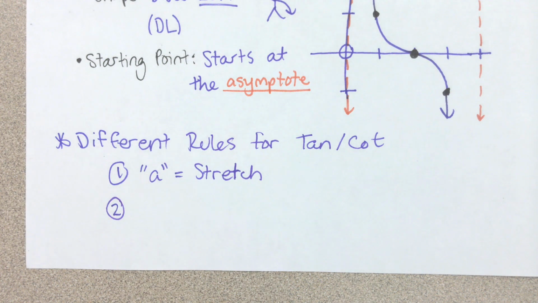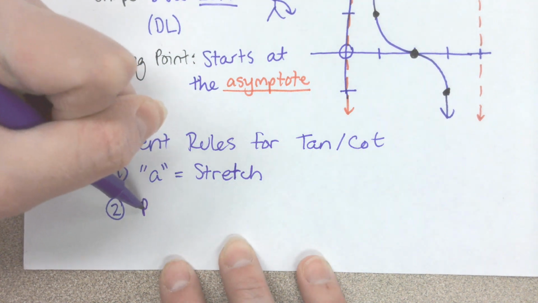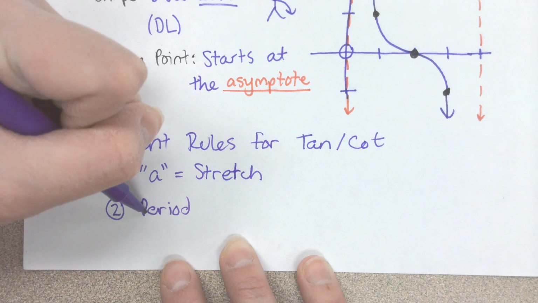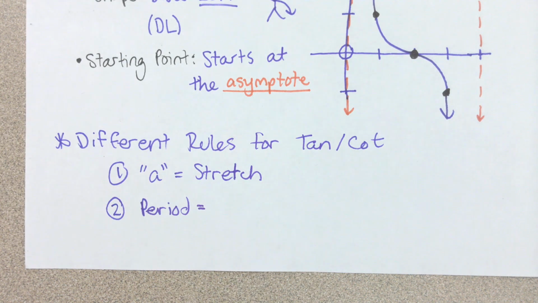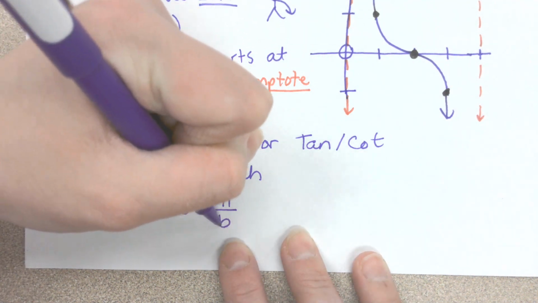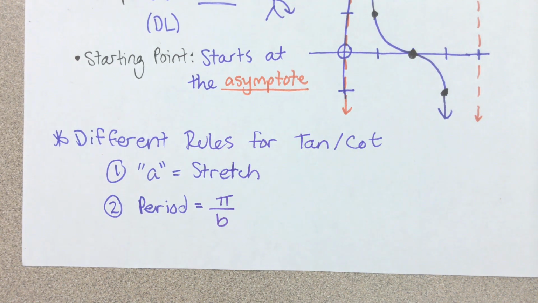The second one, and this is going to be a big one that you're just going to have to remember, the period formula is slightly different. For the other four functions, it's 2 pi over b. For tangent and cotangent, it is simply pi over b. Aside from those two differences, the graphing process is exactly the same. Let's take a look at an example of one of these.